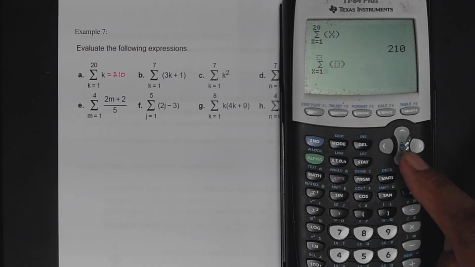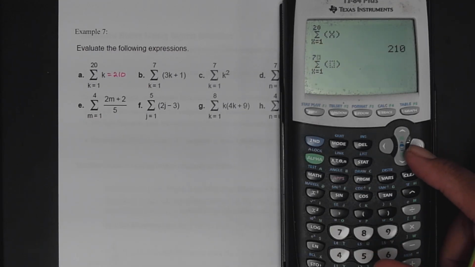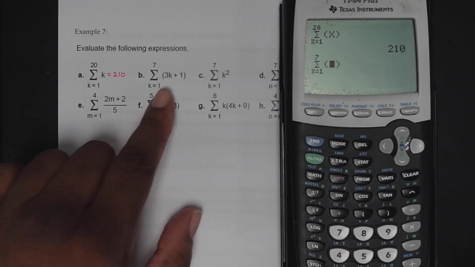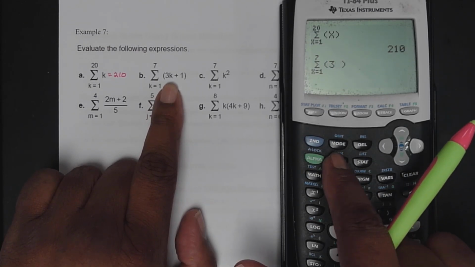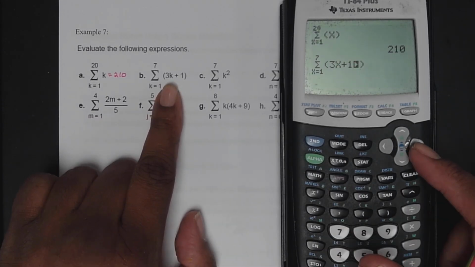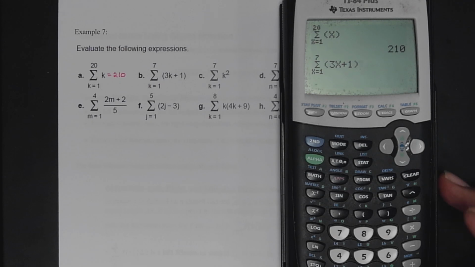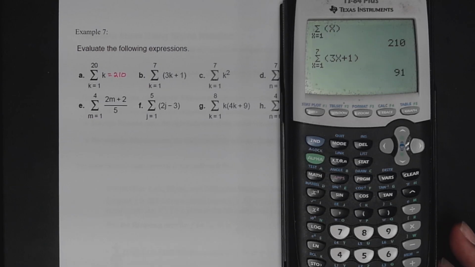I'll type in 1, then use the up arrow key for my upper limit, that's 7. Use my right arrow key to enter this expression. So instead of 3k plus 1, I'm just going to do 3x plus 1. So it'll be 3, X,T,theta,n, and then plus 1. And I'm going to use my right arrow key to get out of the parentheses, and then press enter. That will give you the answer of 91.